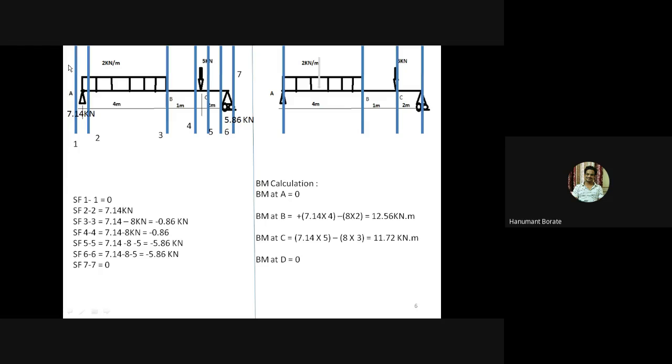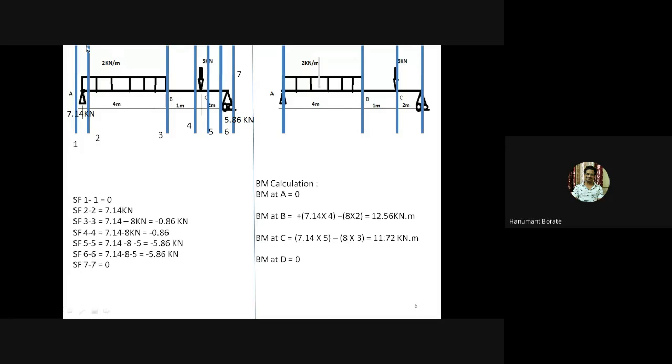Now SF at section 1-1. If we consider this section, the beam goes to the right side. So in the left part there is no beam portion. So we can say SF at 1-1 equal to 0. If we solve for the right part, again we will get the same answer, 0. Now SF at section 2 means just right of this point A.